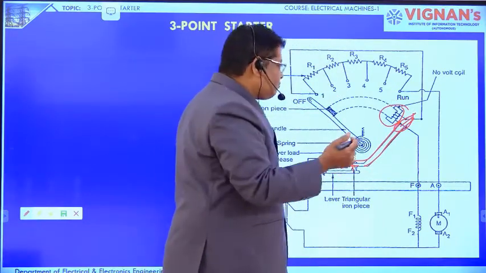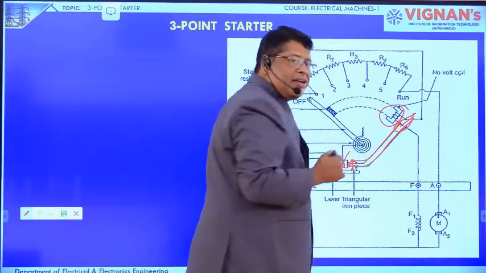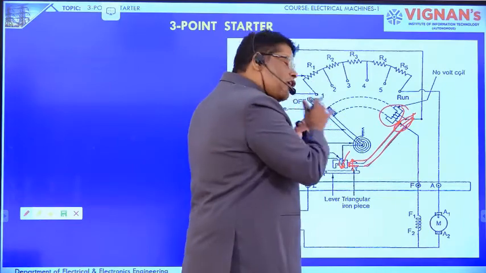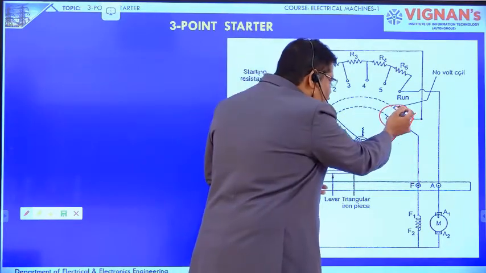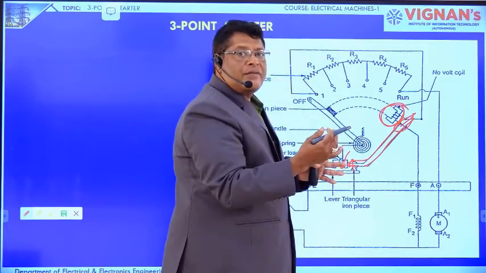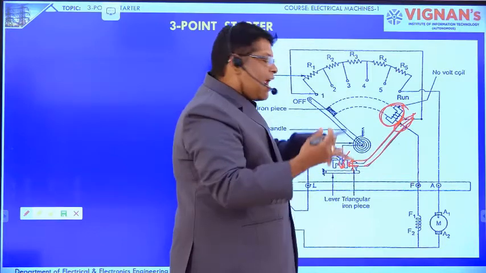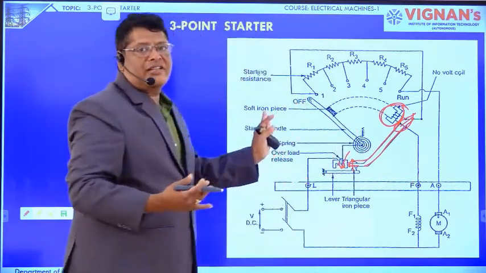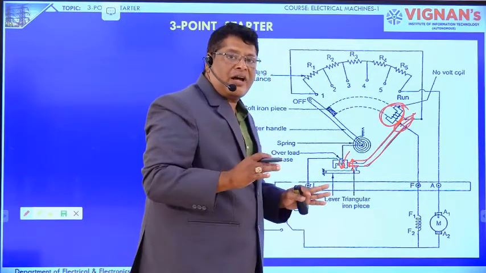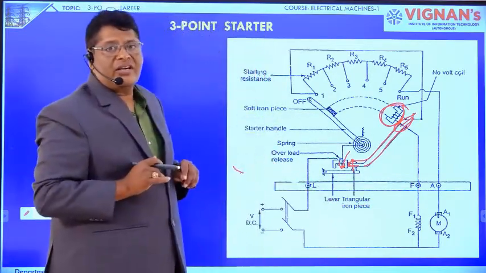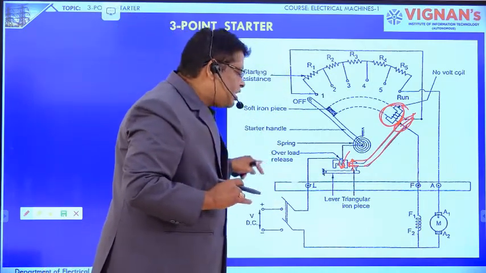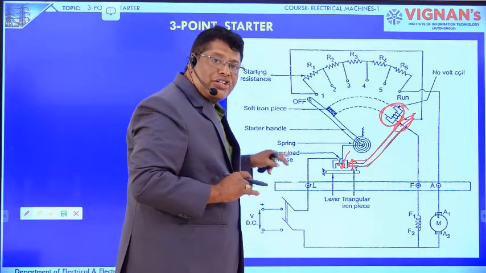There is no magnetism, no magnetic force from this electromagnet. Here the spring is experiencing a force on the handle continuously. So whenever the force coming from this magnet is 0, the spring force dominates, so the handle comes to the off position. In this manner, the motor will be protected from over currents. That's why we call this magnet an overload relay or overload protection magnet.